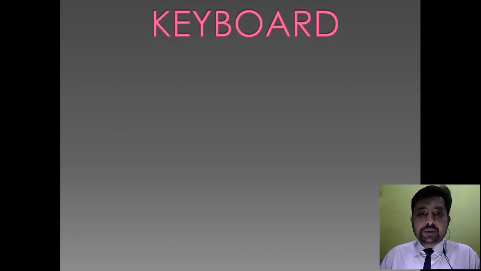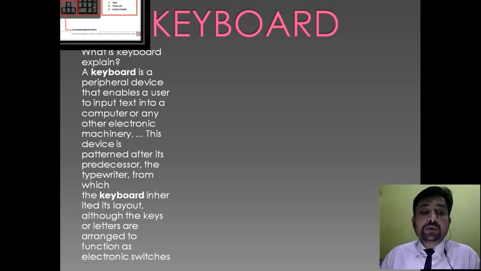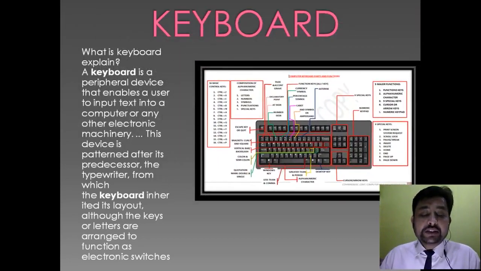Now after that, the next is keyboard. As you know about the keyboard, the first question arises: what is a keyboard? A keyboard is a peripheral device that enables a user to input text into a computer or any other electronic machinery. This device's pattern follows its predecessor, the typewriter, from which the keyboard inherited its layout, although the keys or letters are arranged to function as electronic switches.